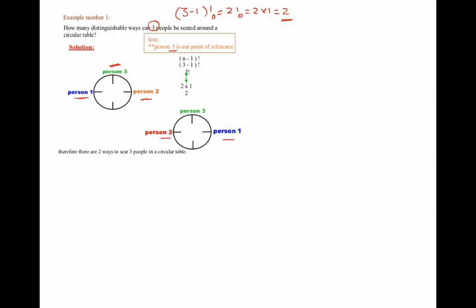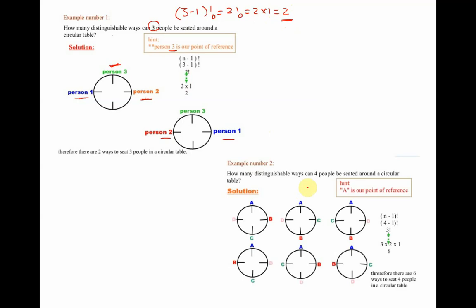Let's extend this a little bit. How many distinguishable ways can 4 people be seated around a circular table? Let us say the 4 people are A, B, C and D, and let us keep A as our reference person. So if A is to be kept fixed, I have these options. I can seat B over here, B over here, or B over here, right?